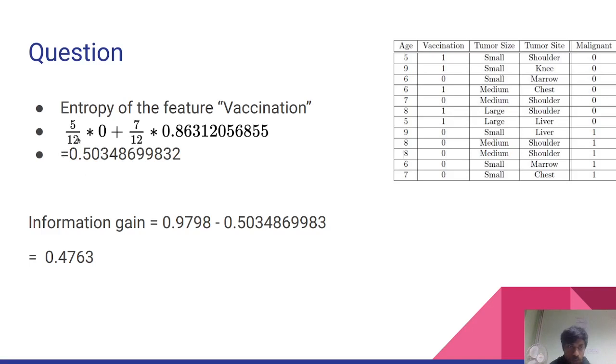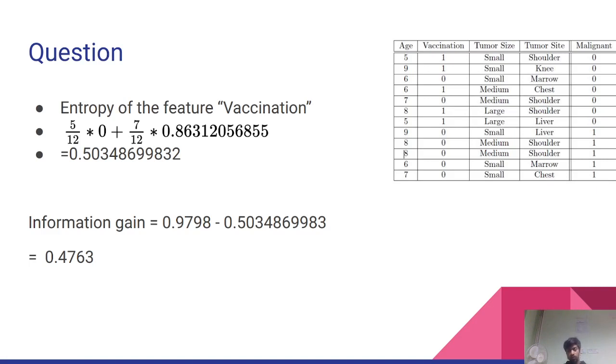The final question was that you have to find the information gain. How to find that? You calculate the entropy of the whole data set, and then subtract the entropy of the vaccination. If you subtract that, you will get this value, and this is the information gain. So this is the answer here. If you have any doubts in the solution, you can ask.